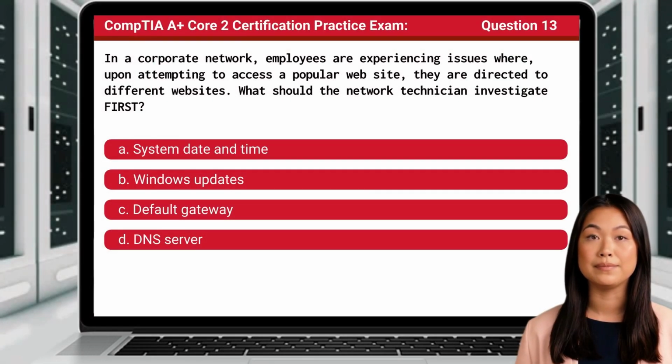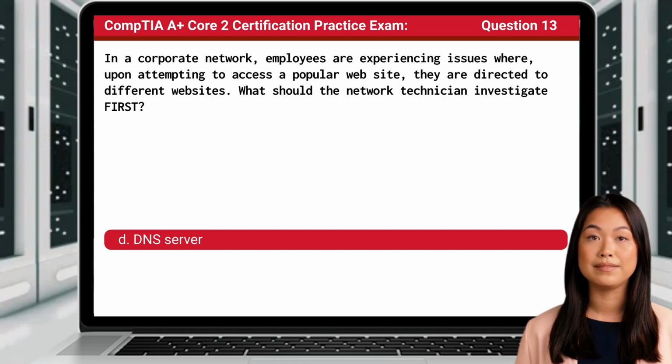Question 13. In a corporate network, employees are experiencing issues where, upon attempting to access a popular website, they are directed to different websites. What should the network technician investigate first? The answer is D. DNS server.